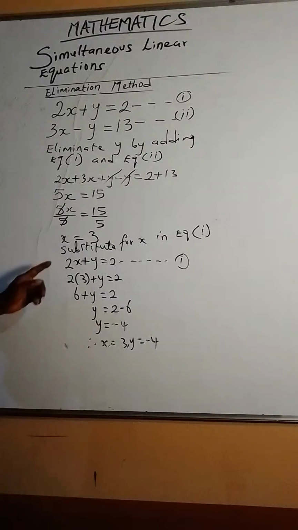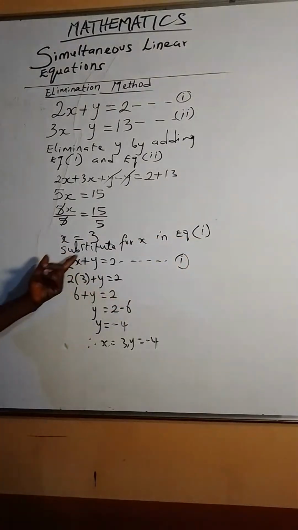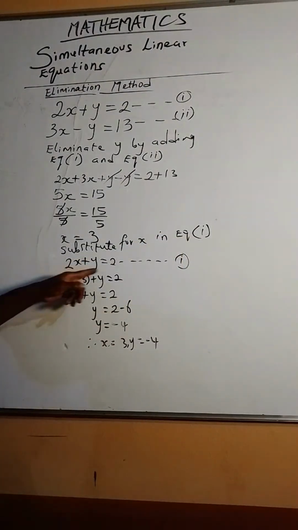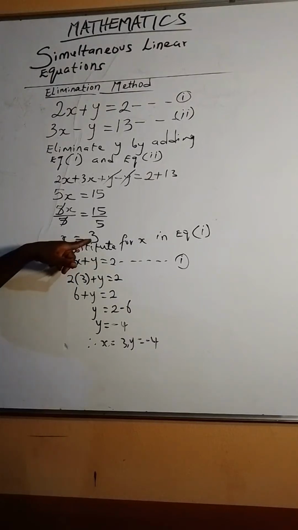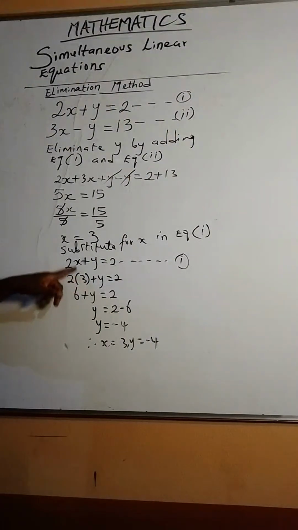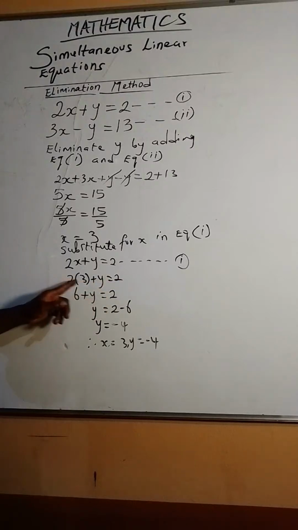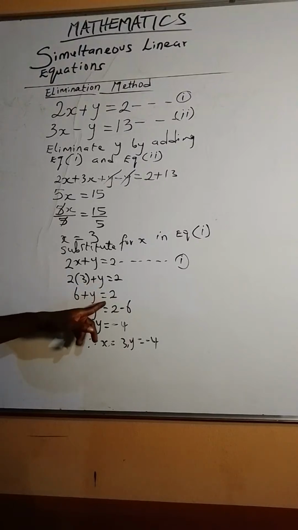Now that we have gotten the value for x, the next phase is for us to substitute for x in equation 1. Anywhere we find x, substitute 3. That is what we have done here. This is 2x, and now it's 2 times 3 plus y equals 2. Then when we multiply 2 by 3, we are going to get 6. Then here we have our y, and this is equal to 2.